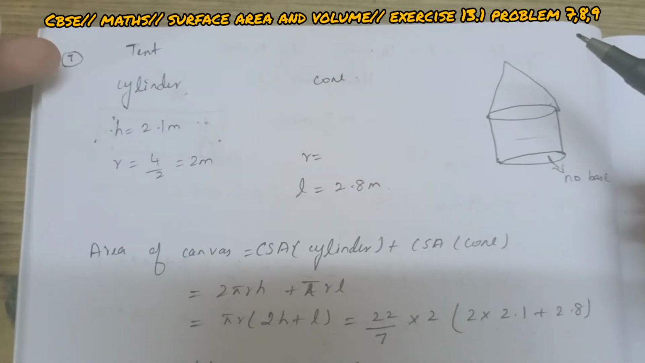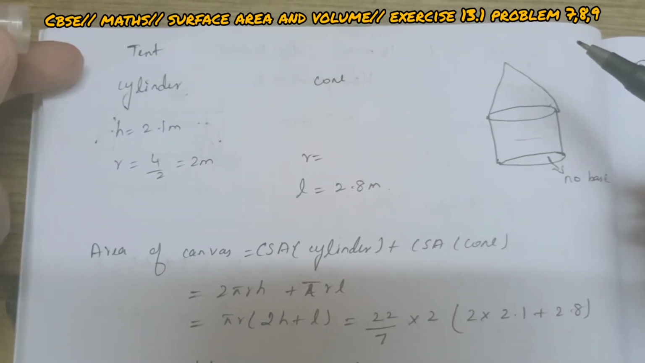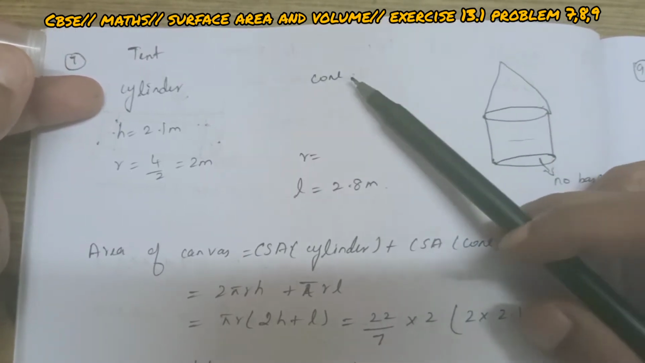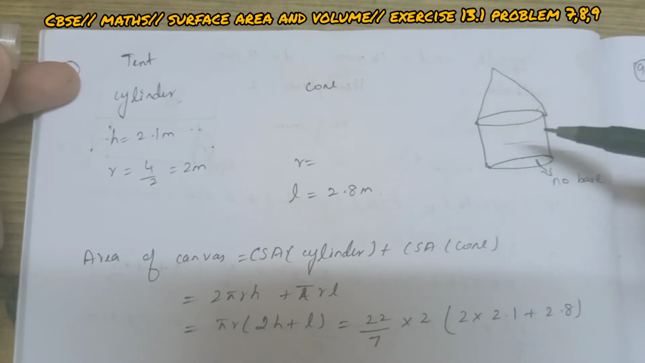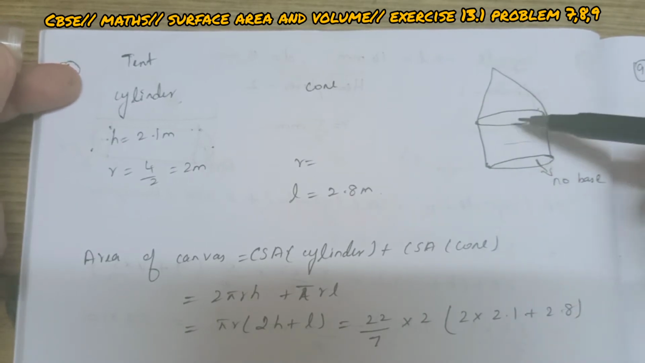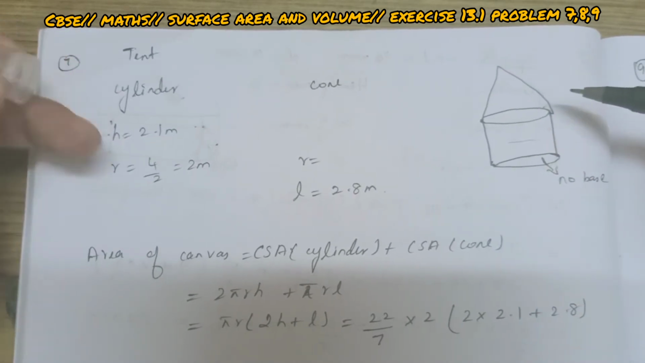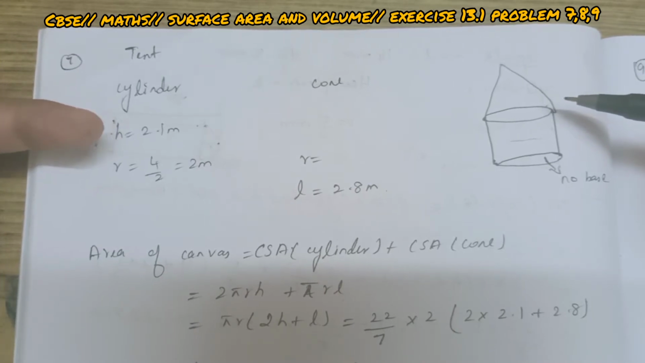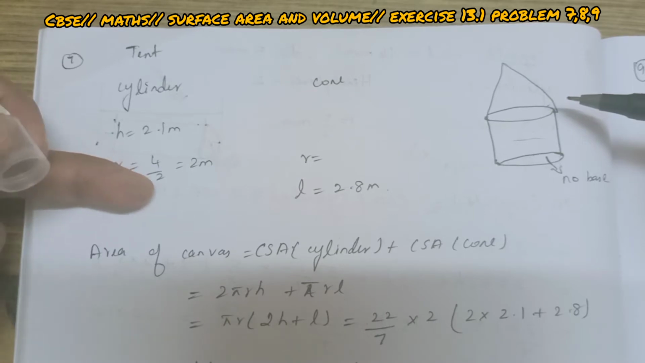Question number 7, exercise 13.1. We have a tent whose bottom is made up of a cylinder and on top you have a cone. This is the diagram. You have a cylinder and a cone on top. The height is given for the cylinder. It is 2.1 meter and diameter is given. I have written the radius.